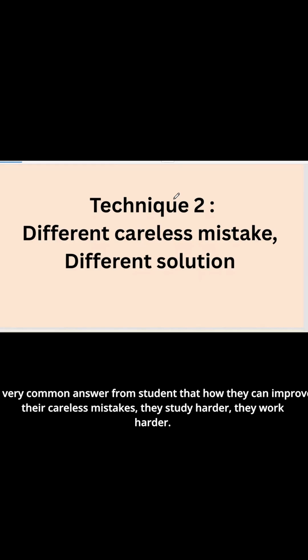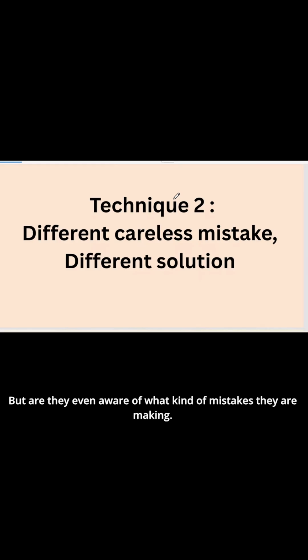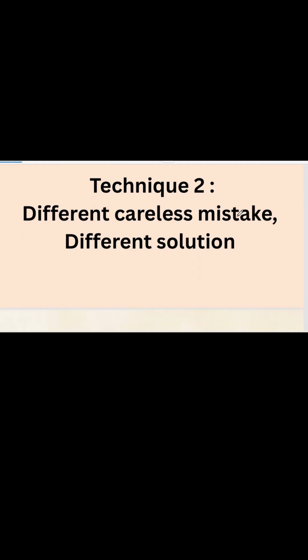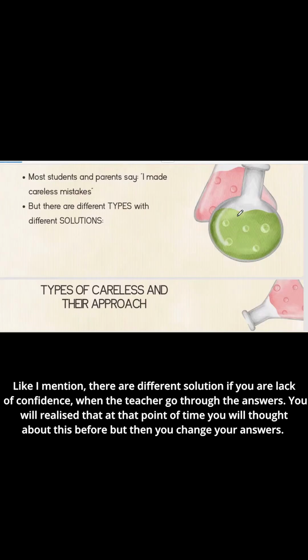A very common answer from students on how they can improve their careless mistakes is that they will study harder, work harder. But are they even aware what kind of mistakes they are making? Because you will require different solutions when you're practicing. So what are the kinds of careless mistakes? Like I mentioned, there are different solutions.